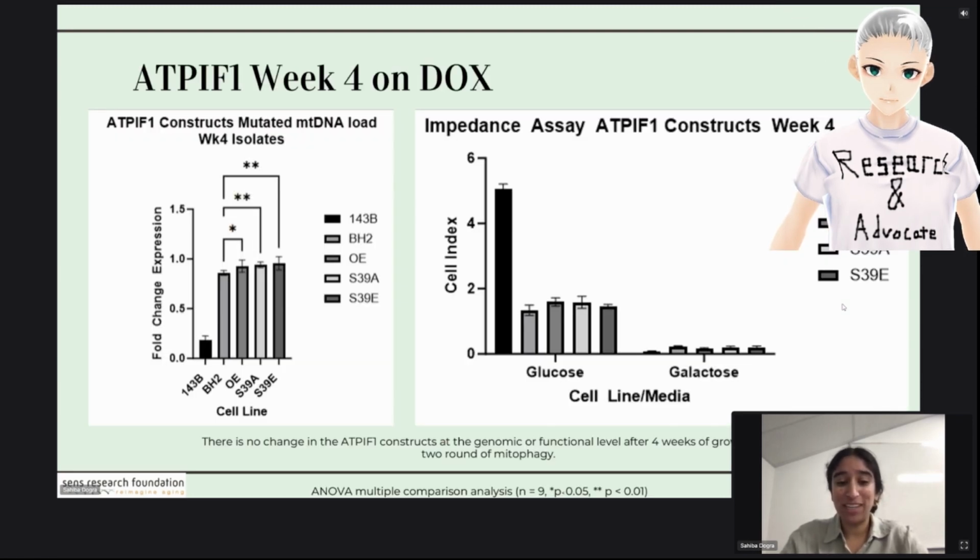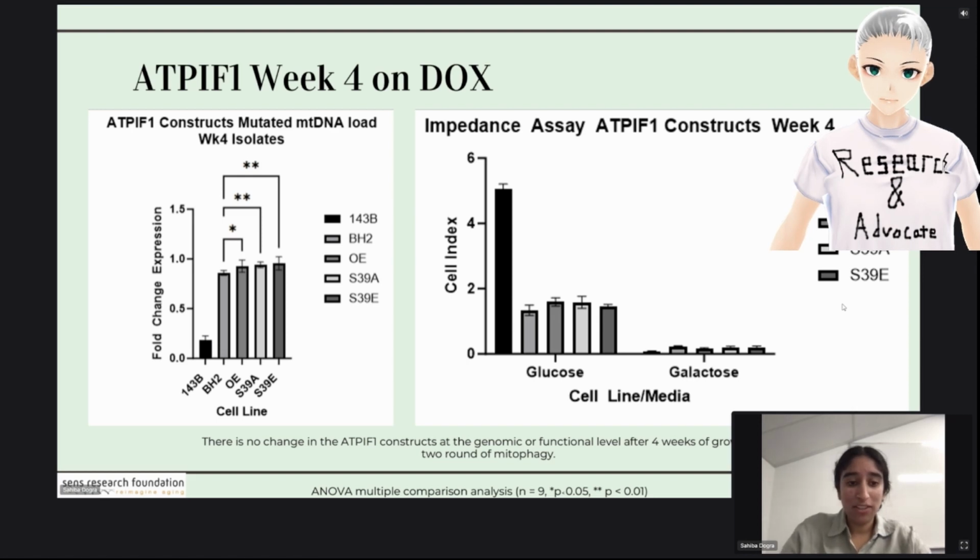So after 4 weeks on doxycycline, which activates all of the plasmids in our cells, the constructs had the same mutated mtDNA load as our diseased control. Further, in an impedance assay, the cells could not grow on galactose, which can only be metabolized in oxidative phosphorylation. And since those cells could not grow in galactose, oxidative phosphorylation is dysfunctional.